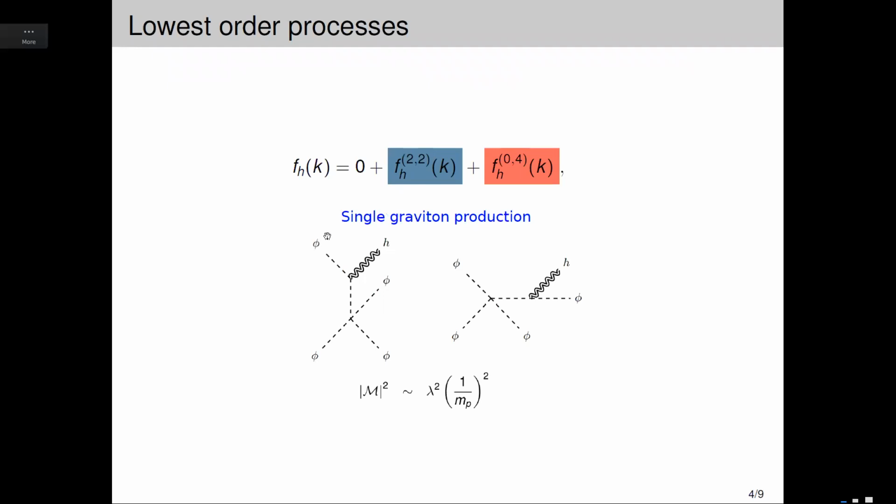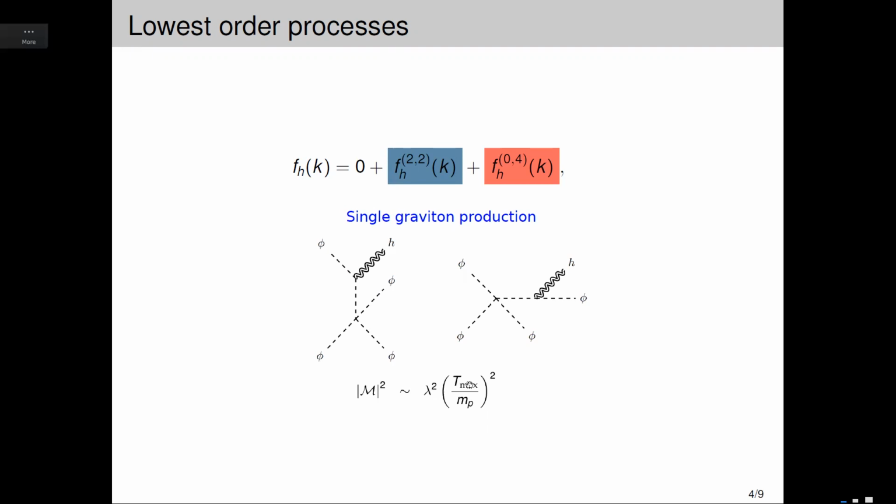As an example, you see here this process with a single graviton and the quartic coupling here, and the matrix element squared is proportional to lambda squared, which is the quartic coupling, and 1 over m Planck squared. If you wonder, this is actually not a dimensionless parameter. The dimensionless parameter is actually the maximum temperature over m Planck squared.